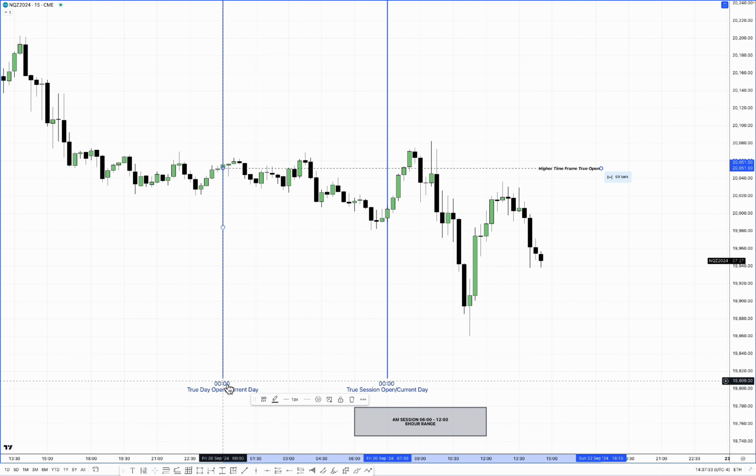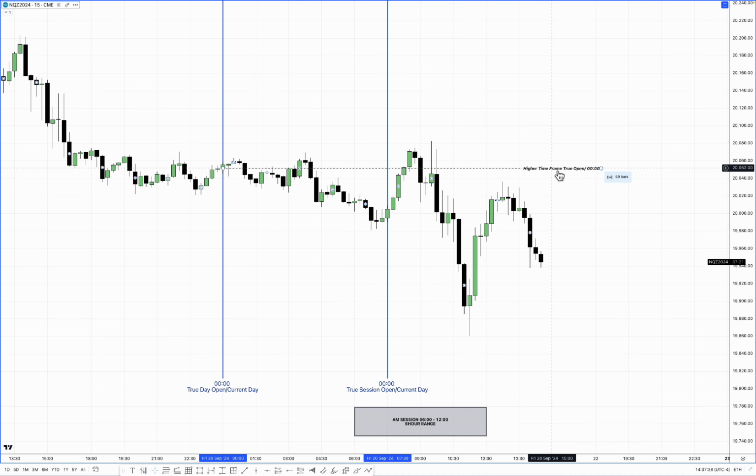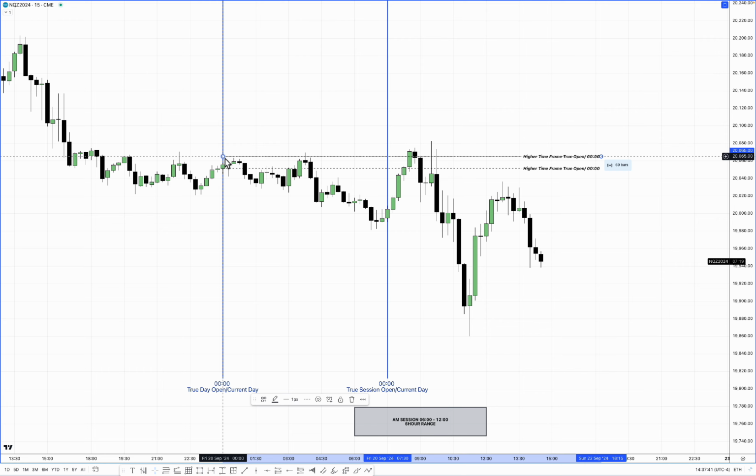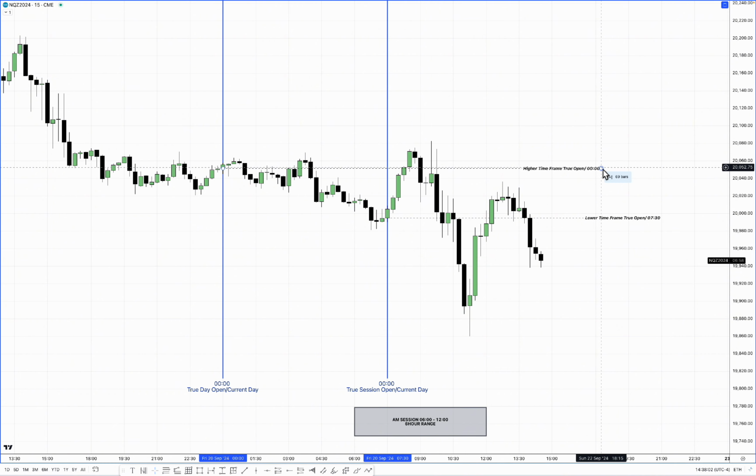That is the midnight open. Let's mark it out. Midnight open. And then the lower time frame. Lower time frame true open is gonna be what? 7:30 New York time. And all this is based on the AM session.